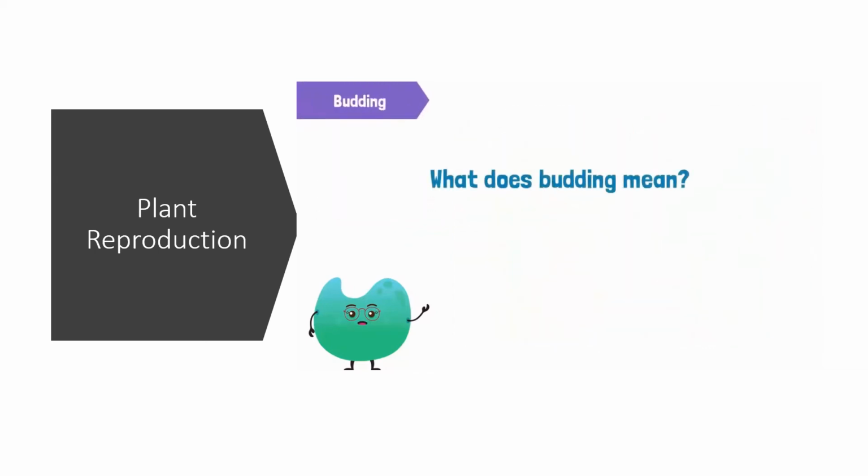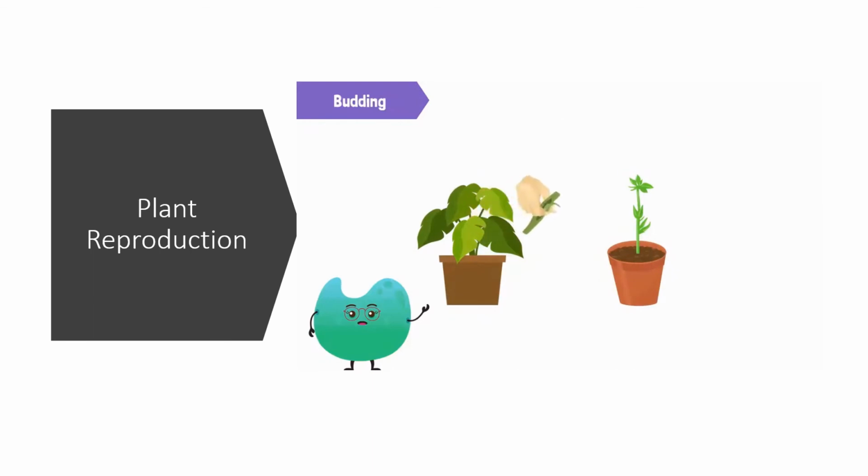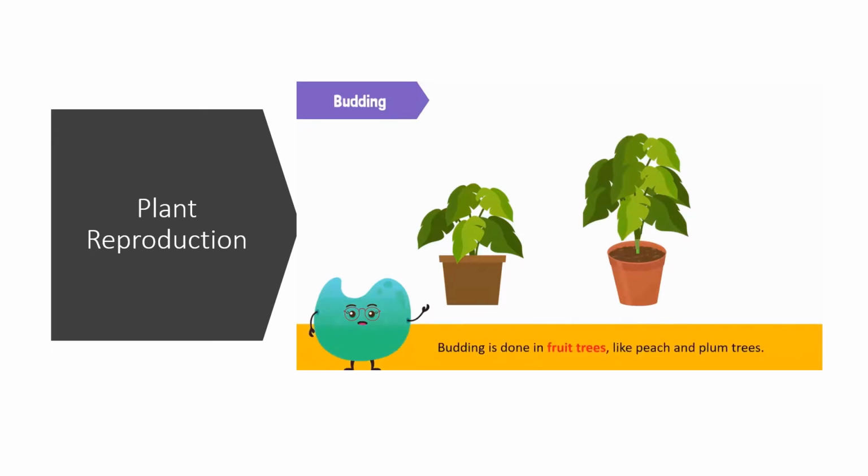Then we have budding. What do you think budding means? Budding is like grafting, except that a bud is used instead of a twig. The bud is joined to the base of a young plant, and the rest of the host plant is cut off. Later, the bud grows into its own kind of plant. Budding is also done in fruit trees like peach and plum trees.